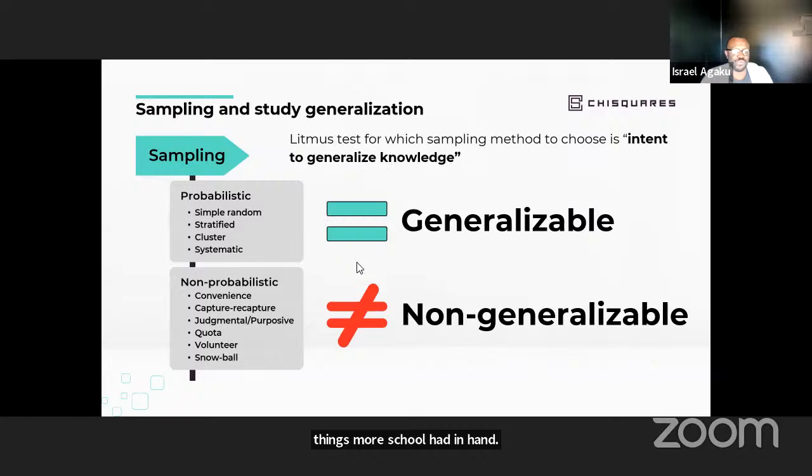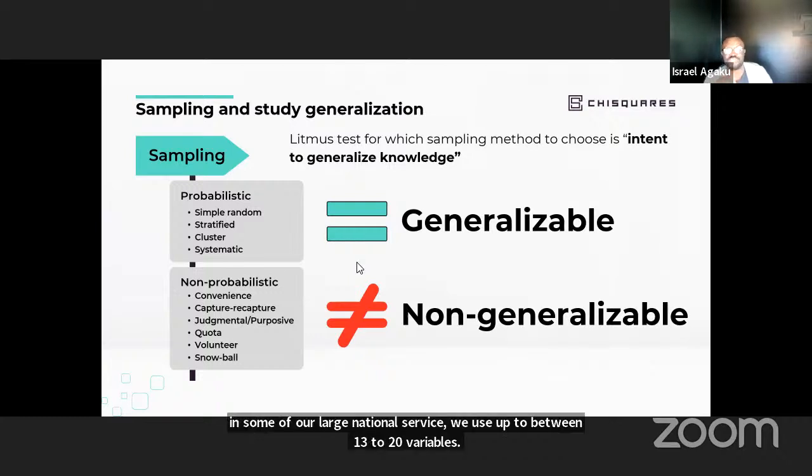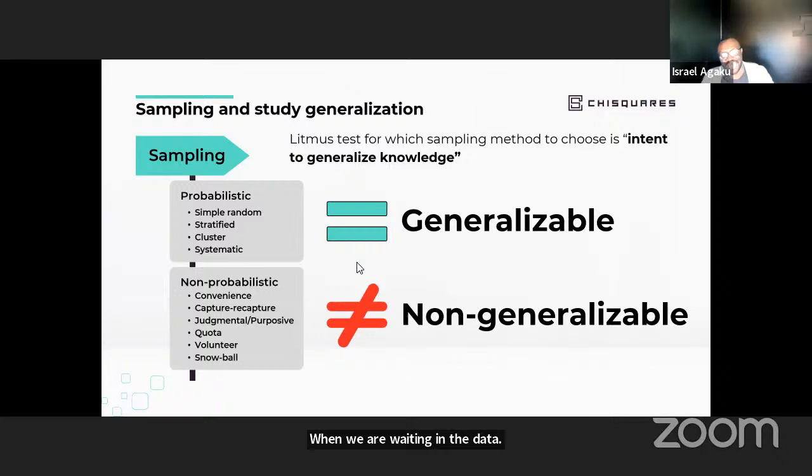So we usually weight based on one variable? Well, no. Generally, you can use one variable, but it's very rare that we use only one variable. Typically, we use several variables. Like I said earlier, in some of our large national surveys, we use between 13 and 20 variables when we are weighting the data, because we want our sample to be like the parent population on all those characteristics.